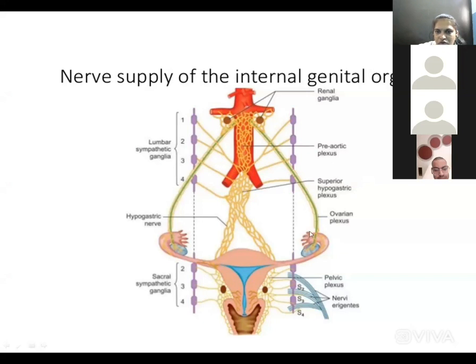Here two types of fibers are there, sympathetic and parasympathetic. Sympathetic fibers are from T10 and T11, which carry the pain sensation and also constrict the vessels, whereas parasympathetic fibers are from S2, S3, S4. These are vasodilators. Parasympathetic vasodilator. Pain sensation by sympathetic nerves.